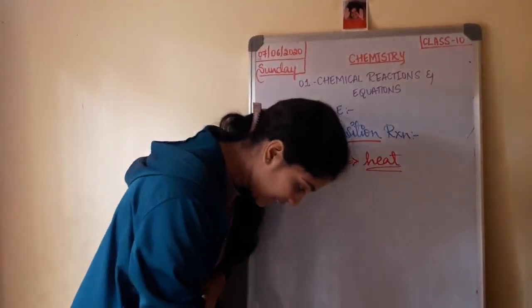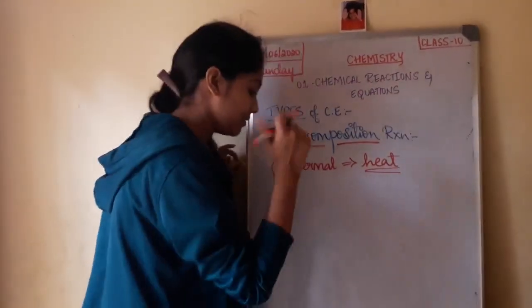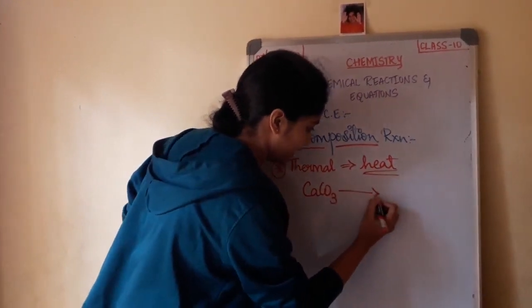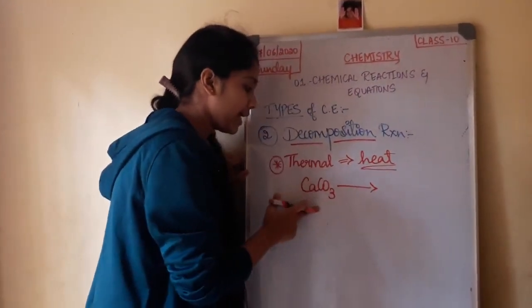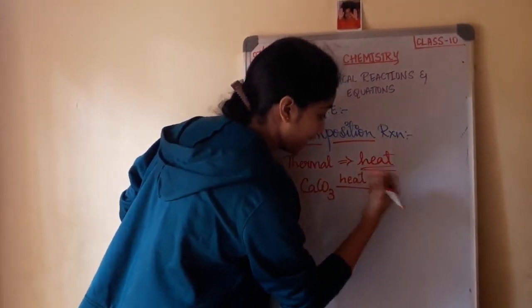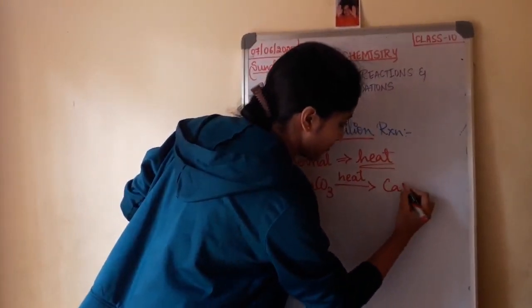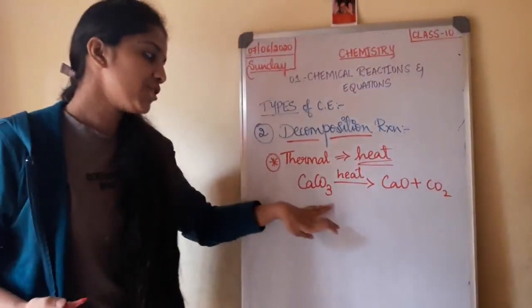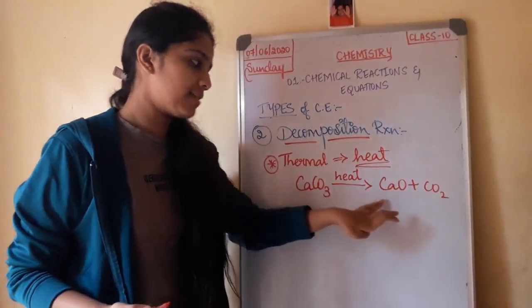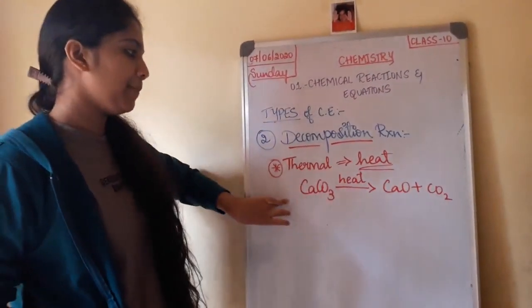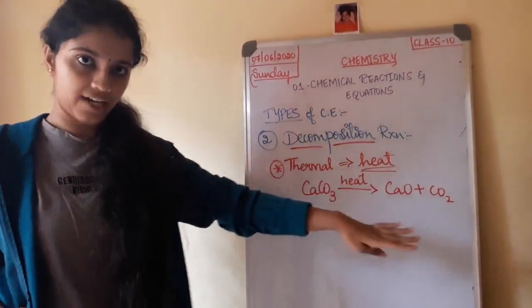Now, for an example, let me take CaCO3, as told before, that is calcium carbonate. Calcium carbonate, in presence of heat, breaks down into calcium oxide and carbon dioxide. Now, this is an example of thermal decomposition reaction.